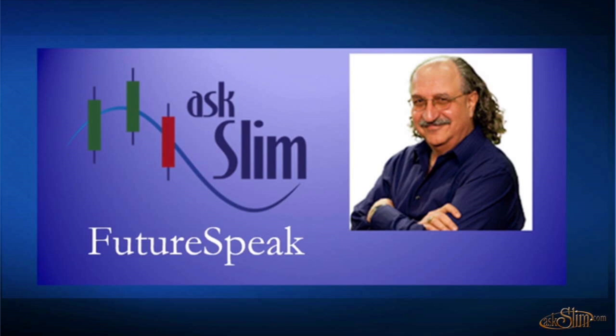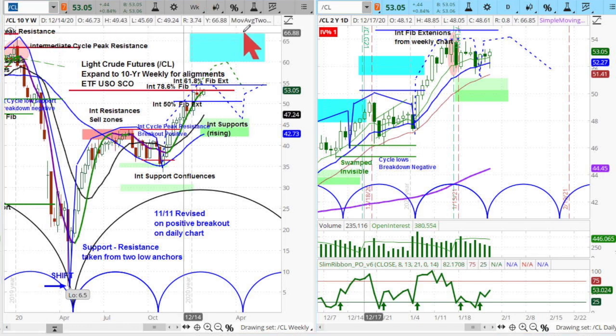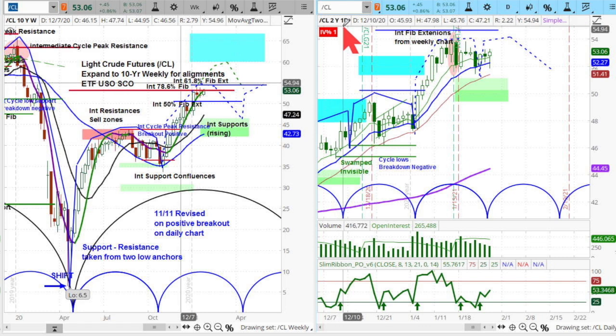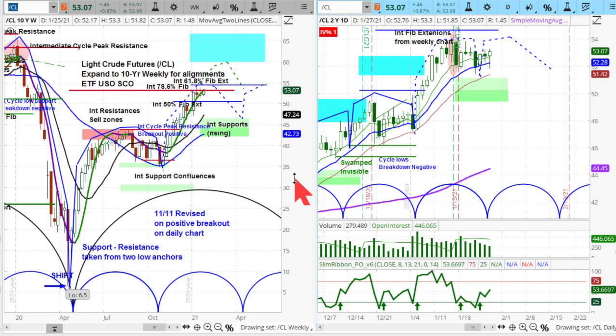So let's take a look as we switch over to light crude. For those of you that are new, we're going to be looking at 10-year weekly and 2-year daily charts in here. We look at cycle analysis in multiple time frames to get our best messages. The messages being condition of the market, the highest probability of impulses. In other words, how do you want to bias your position based on what you're seeing?